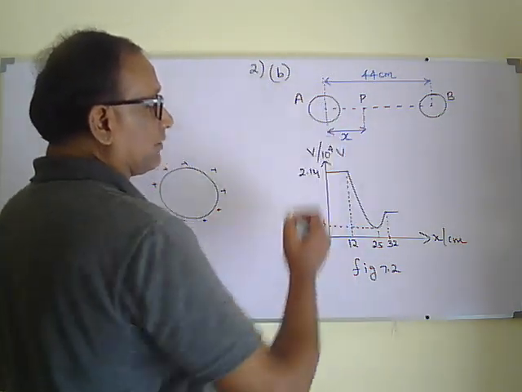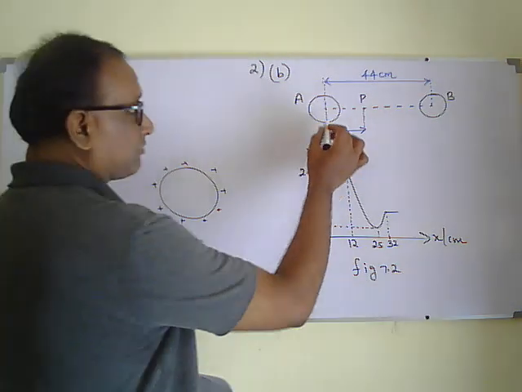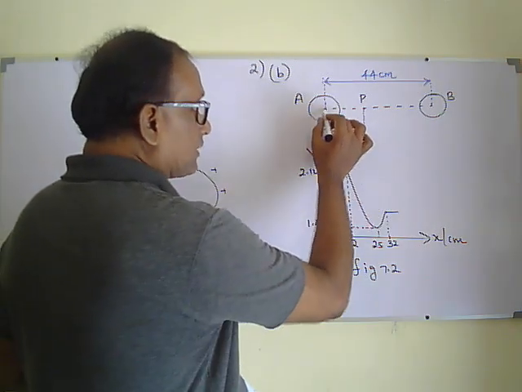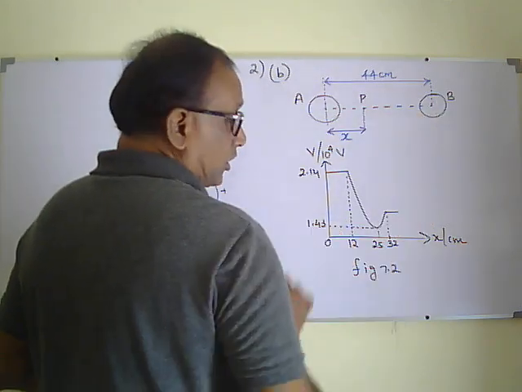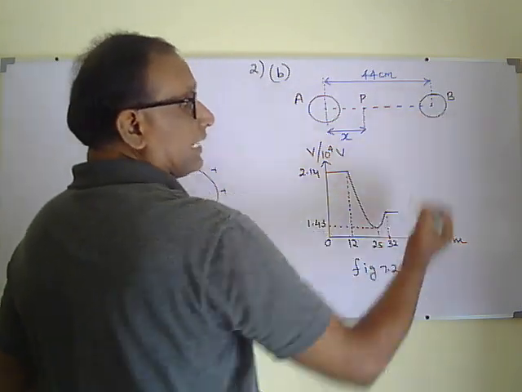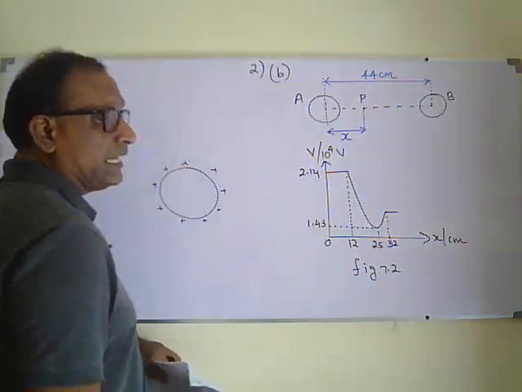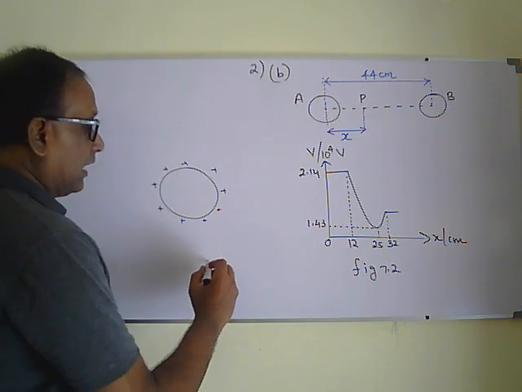So obviously we know that the radius of A is 12 centimeters, because x is measured from the center O. So the electric potential on the surface is 2.4. This electric potential is also positive. In case this is carrying a negative charge, certainly this voltage should be negative. Anyway, those are not in your syllabus.